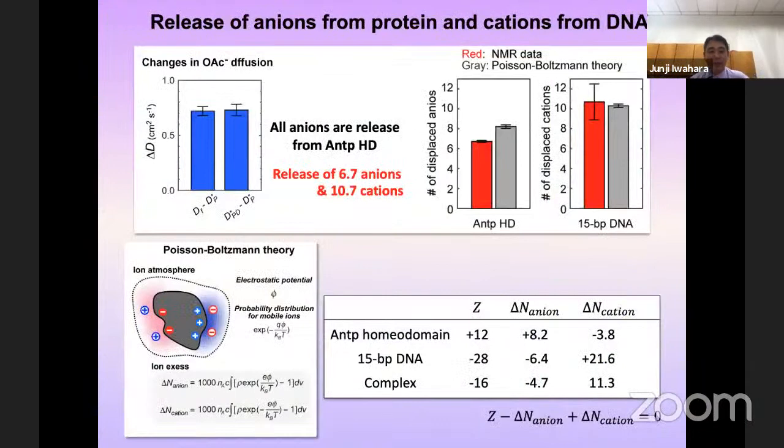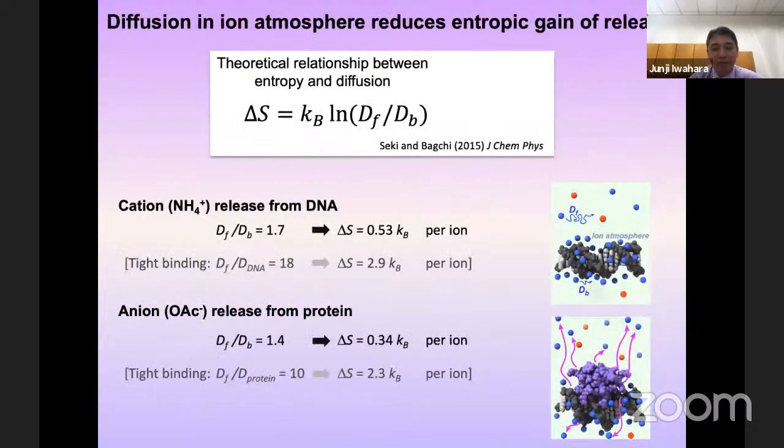Okay, so now we know that more anions and cations are released, and you might expect a larger entropic gain due to the larger number of ions released upon complex formation. But probably ion release doesn't make much entropic effect. I mean, it may not be as large as you expect from the number of released ions, because now we know that ions within the ion atmosphere are quite mobile.